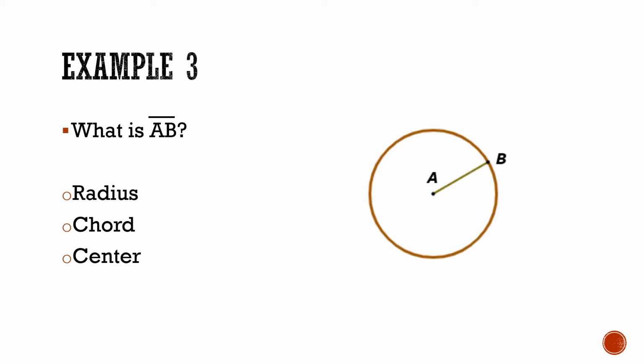Okay, go ahead and start pausing the video if you need to for just a second before I go over it. What is line AB? Okay, so it is going from the center of the circle out to the edge of the circle. So halfway through the circle is what we call the radius.